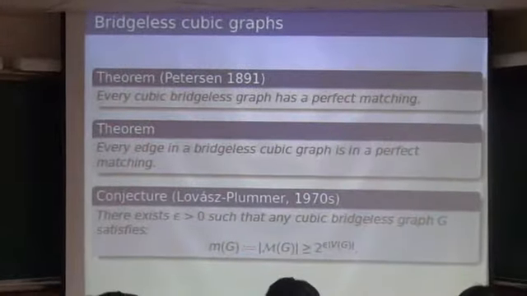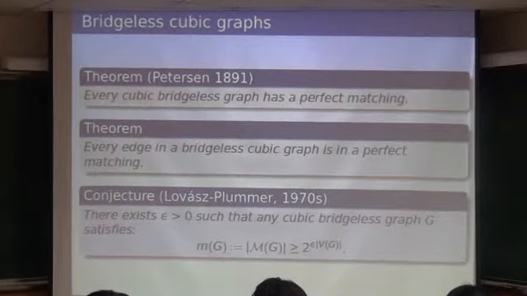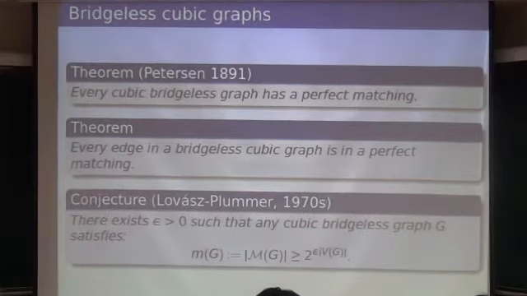The Lovász-Plummer conjecture, which was first posed in the 1970s but didn't appear in print until the mid-80s, says that there's a universal positive constant epsilon, so that any bridgeless cubic graph has 2 to the epsilon n perfect matchings. If I have time later on, I'll mention a more extensive version of the conjecture that they posed, that our methods are completely useless for. So that's still open.